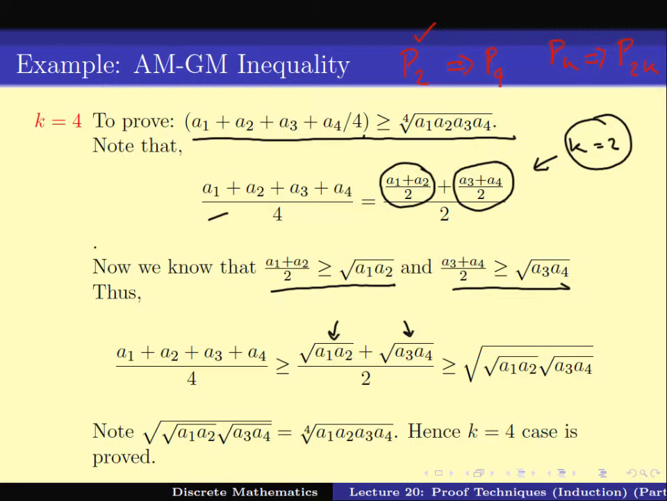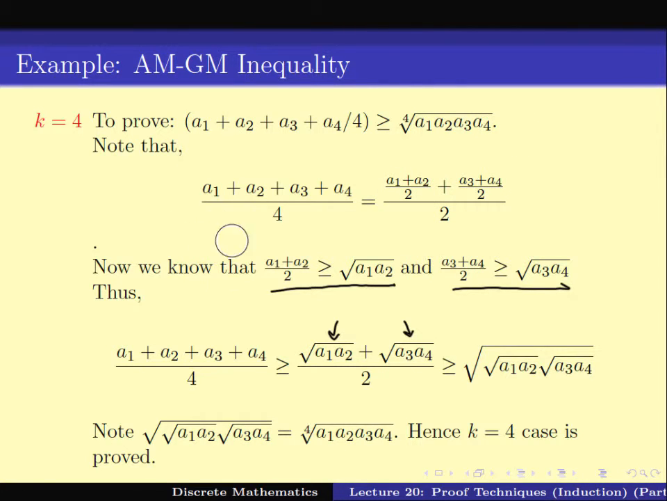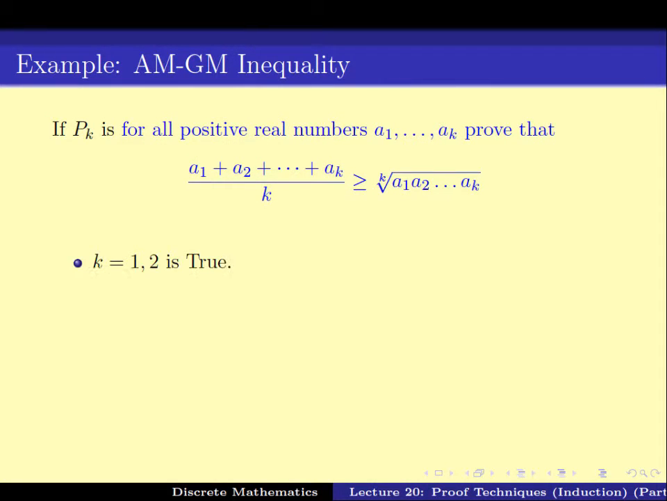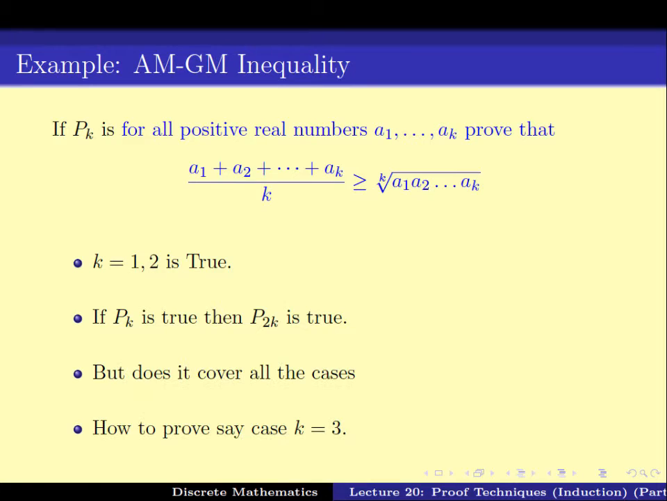So thus we have got some progress. Let's see what we have. Thus, for proving this AM-GM inequality, we know that k equals 1 and 2 are true, that we know. We have also got that if Pk is true, then P2k is true. But does it cover all the cases?